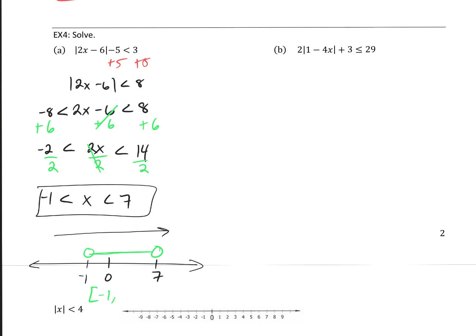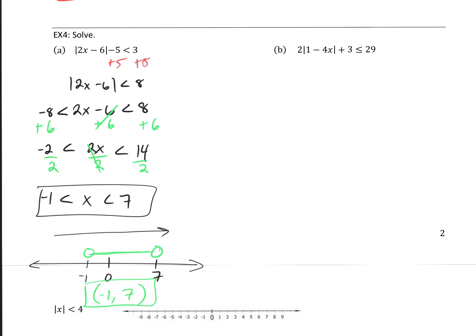And then it continues, and then it stops at 7. But we don't include it, so actually I shouldn't be using that brace there. We don't include either of them. They're an open bubble, so I'm just going to go ahead and use my open parentheses to indicate that boundary. And that would be interval notation. Easiest to read if you graph it first.